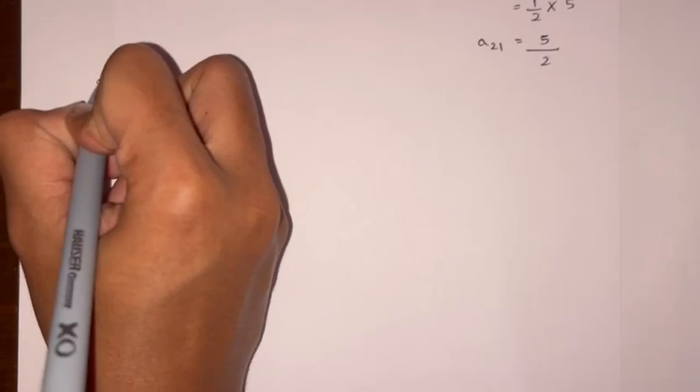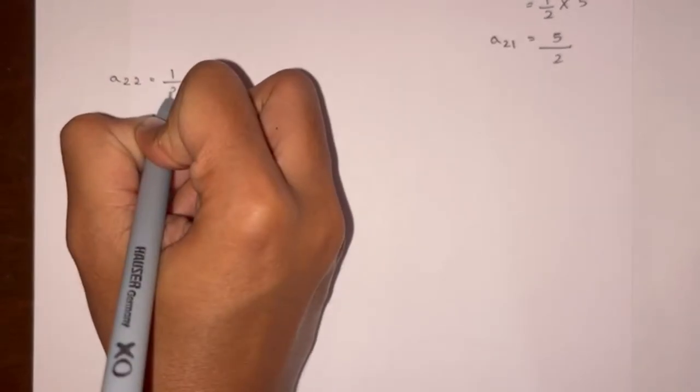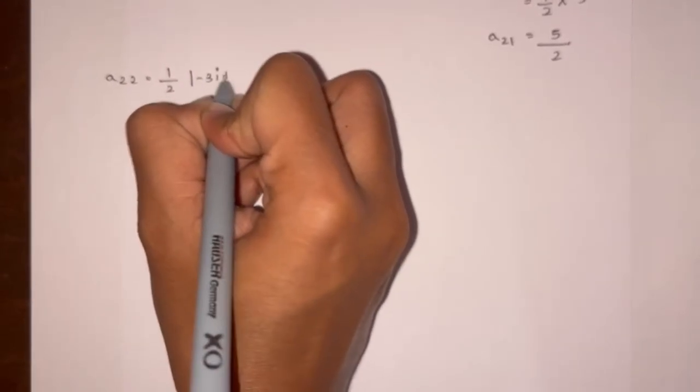Then the value for A22. It is 1 by 2 mod of minus 3i plus j.